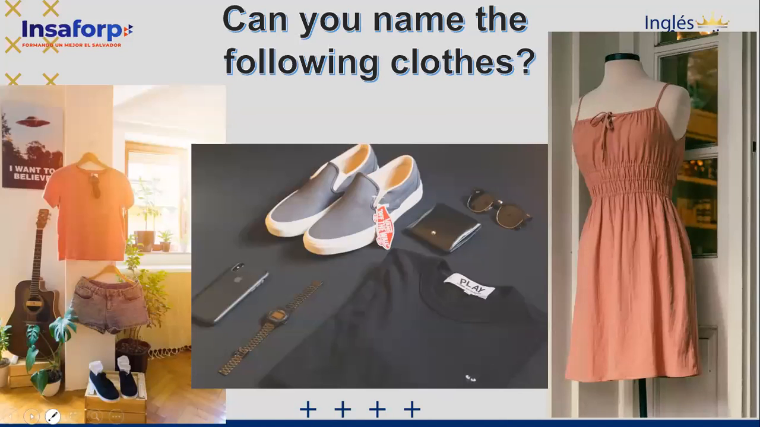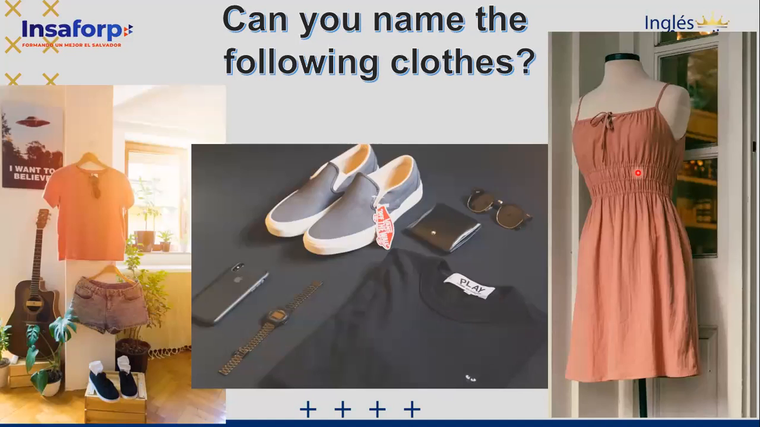Okay, that's great. So in this one we have light gray and white sneakers, black wallet, black sunglasses, a black t-shirt, a black watch, and a black cell phone. And in this one, Emmanuel says it's an orange t-shirt, dark sunglasses, light blue shorts, dark blue and white sneakers, black socks, and the brown guitar. Thank you so much. Oh, and also the pink dress.